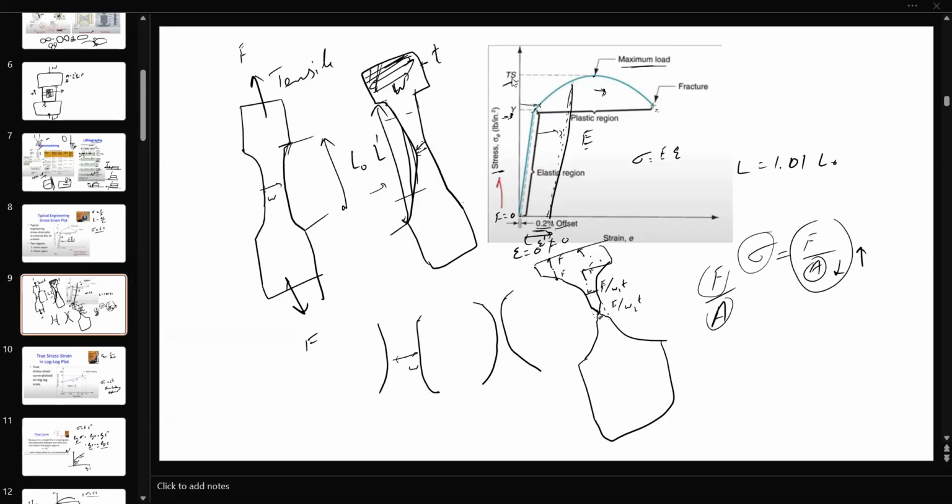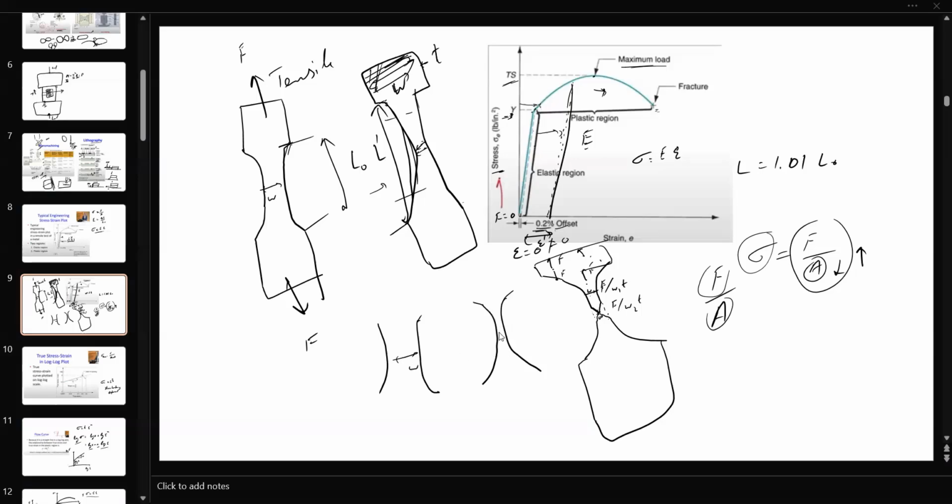So once it reaches your maximum load, your tensile strength, then your neck starts forming and eventually your sample breaks, which is your fracture point. So your tensile strength is the maximum load the sample can take. From this point onward, you see a neck formation going on.